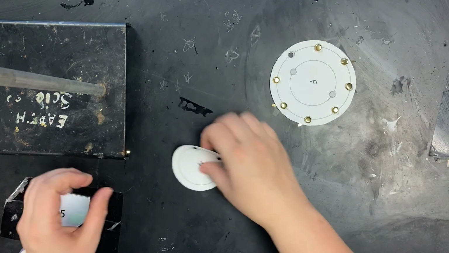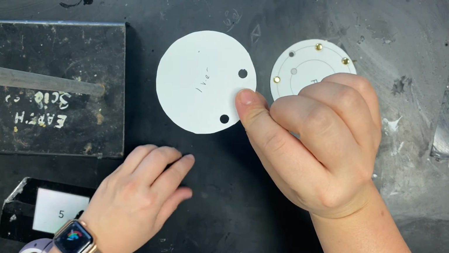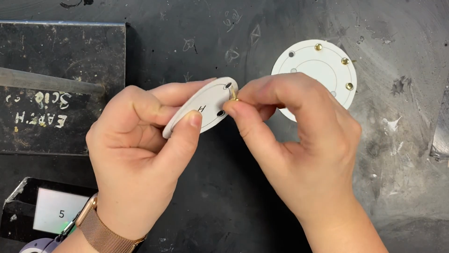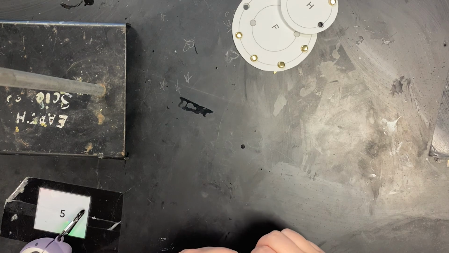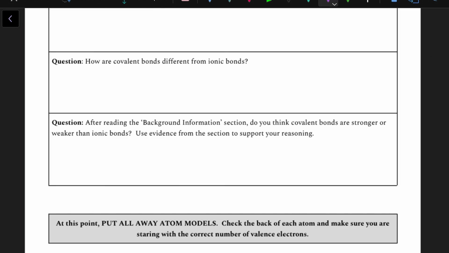So now that's perfect. H should have 1 valence electron, so make sure that you leave it with 1 valence electron. Again, all those go back in your folder. That is it. Have fun.